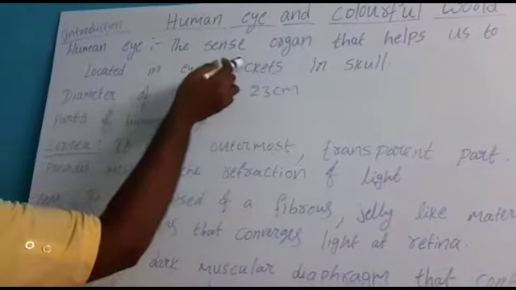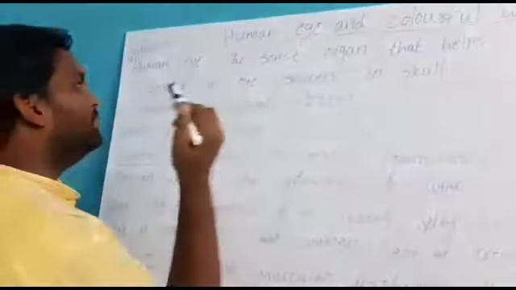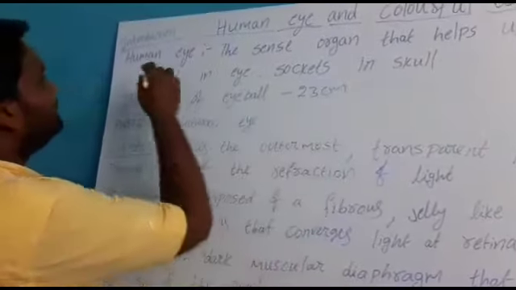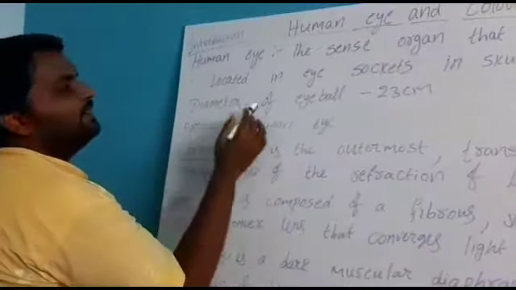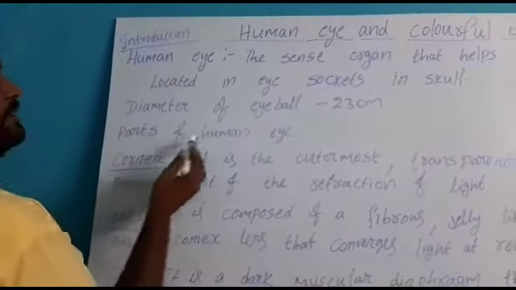That means it is one type of organ, it helps us to see, that is the human eye. Located in eye sockets in the skull, meaning it is present in our skull part. Diameter of eyeball 2.3 centimeters. Now we see the parts of the human eye.